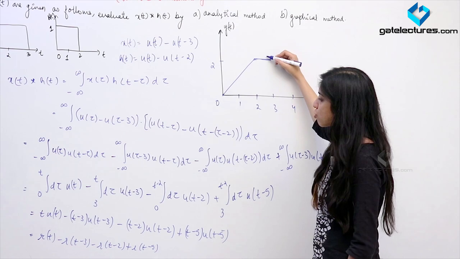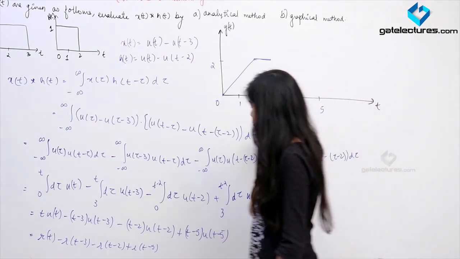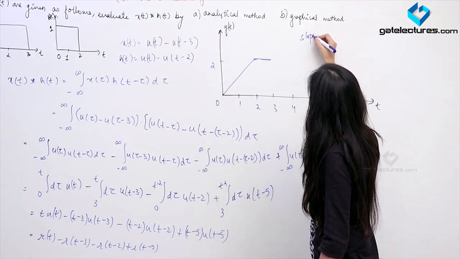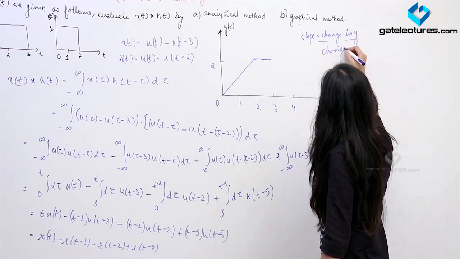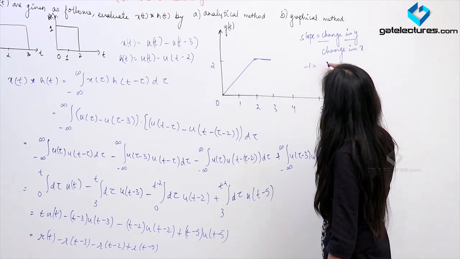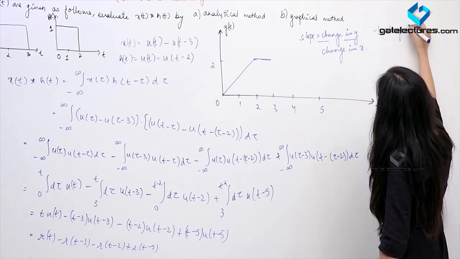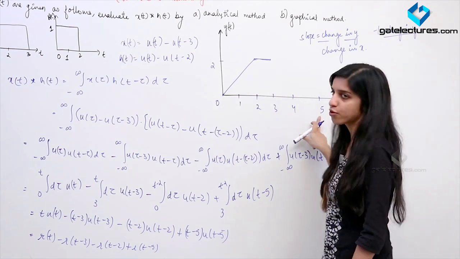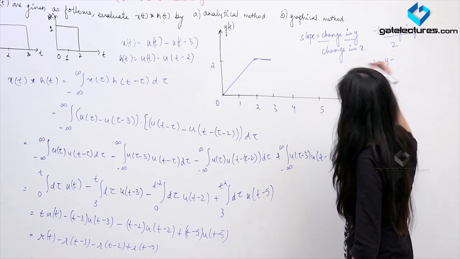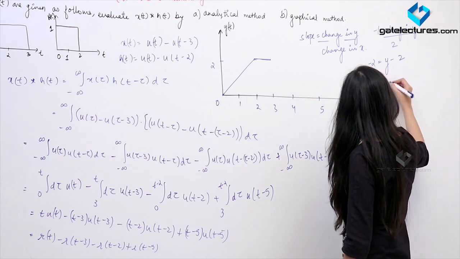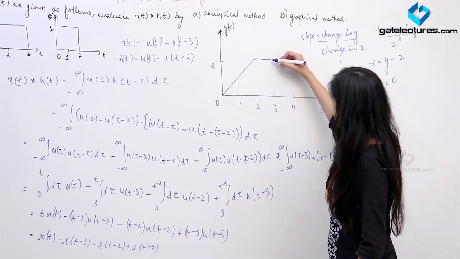Now, see, the initial value was 2. Now, we are having a line of slope minus 1 till t equal to 5. So, what is going to be the final value? We know that slope is change in y upon change in x. Now, slope is minus 1, so this should be equal to change in y. What is change in x? Final value is 5, initial value was 3, so this is 2. We need to calculate the final value of y. The initial value we know is 2, so the final value is going to be 0. At t equal to 5, the final value is going to be 0.